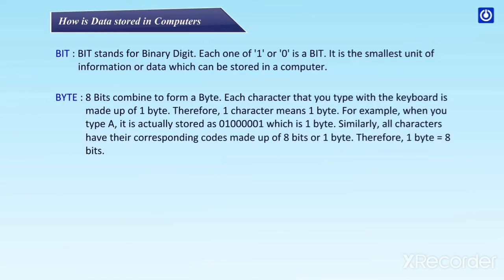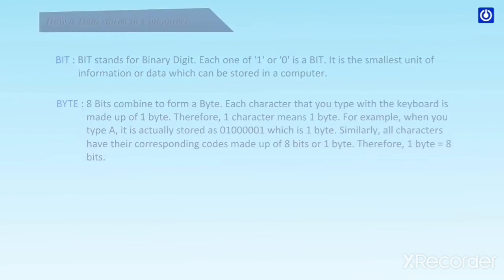Byte. 8 bits combine to form a byte. Each character that you type with the keyboard is made up of 1 byte. Therefore, one character means 1 byte. For example, when you type A, it is actually stored as 0, 1, 0, 0, 0, 0, 0, 1, which is 1 byte. Similarly, all characters have their corresponding codes made up of 8 bits or 1 byte. Therefore, 1 byte is equal to 8 bits.